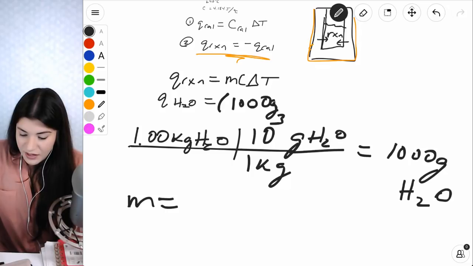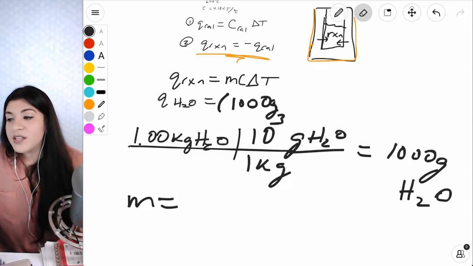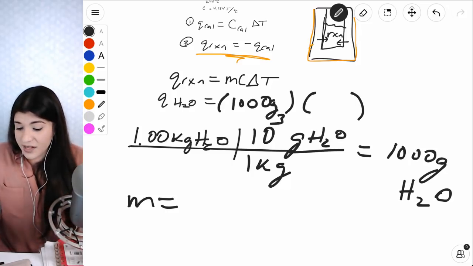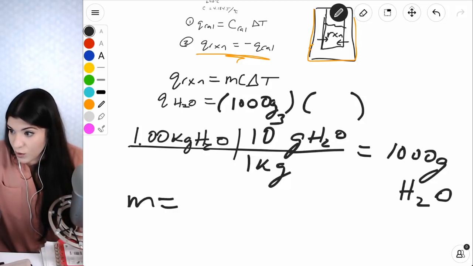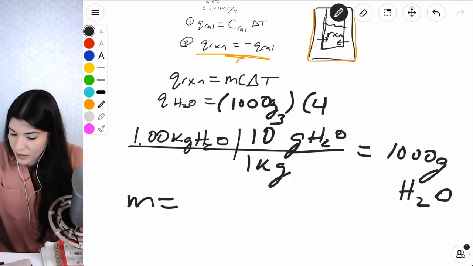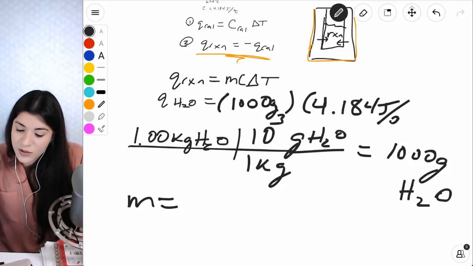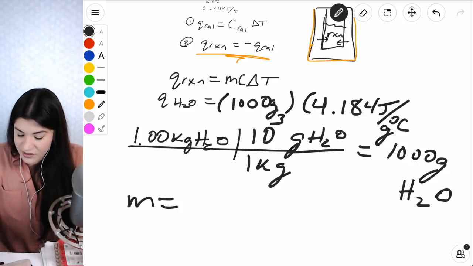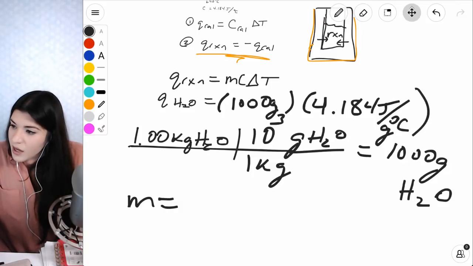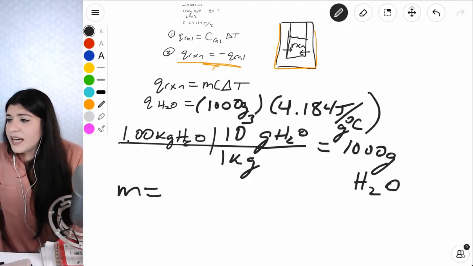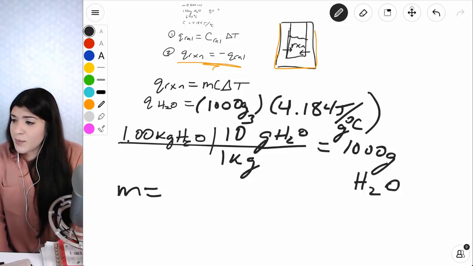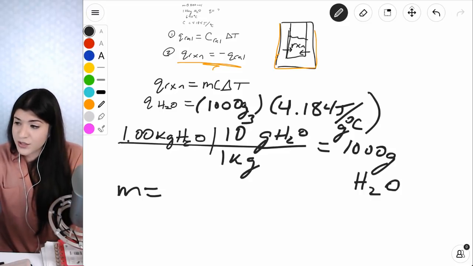And then I don't need H2O. Everything is going to be of H2O. That's why they also give you the specific heat capacity of water. So that's the C part: 4.184 joules per Celsius. And this actually should have been joules per gram Celsius, because all of that's going to cancel and just leave joules. Now, the last thing is they gave us our change in temperature already in Celsius, which is fine.